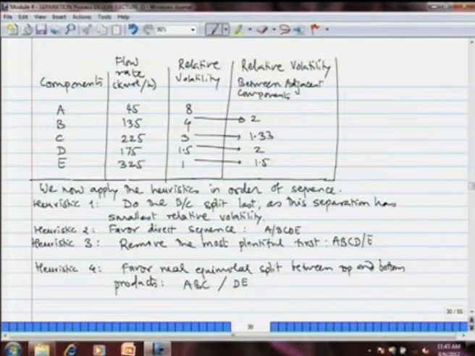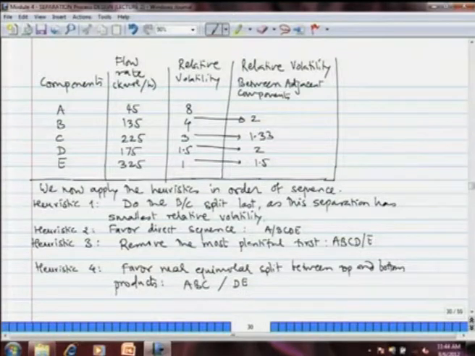Heuristic 1 says that do the most difficult separation last. So, now if you look into all these relative volatilities, the relative volatility of B with respect to C is the least, 1.33. So, this heuristic says that do the BC split last, as this separation has the smallest relative volatility.